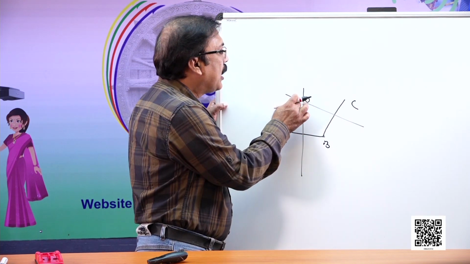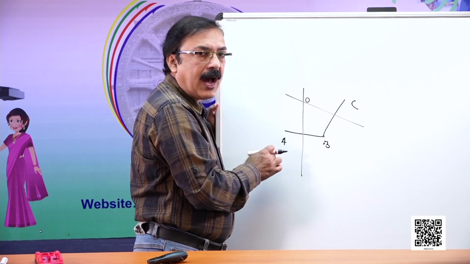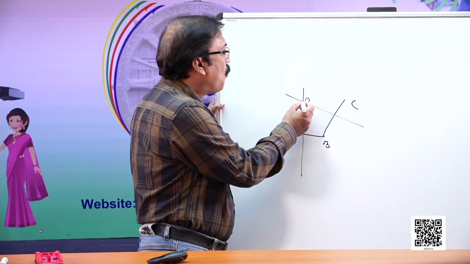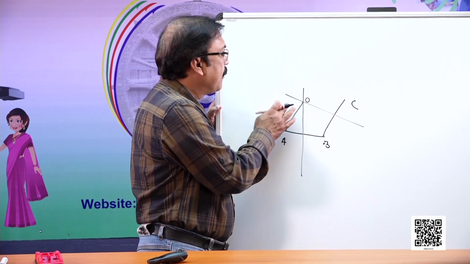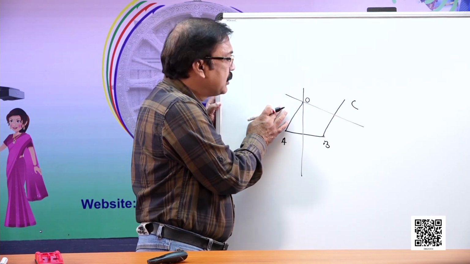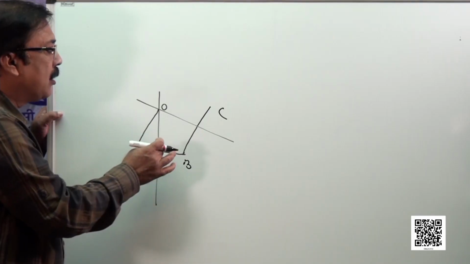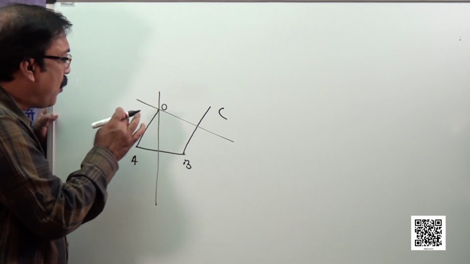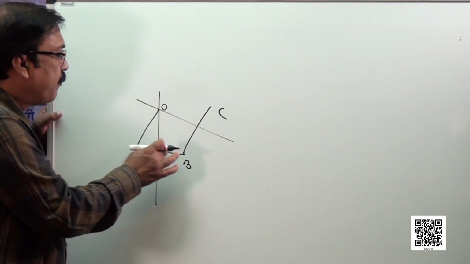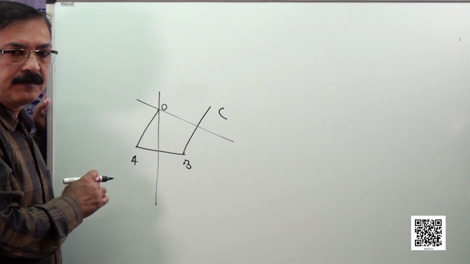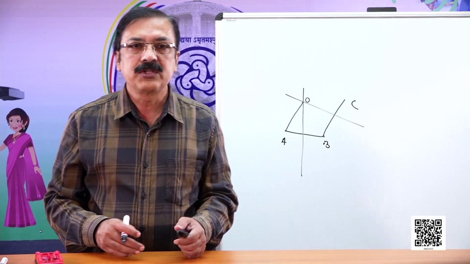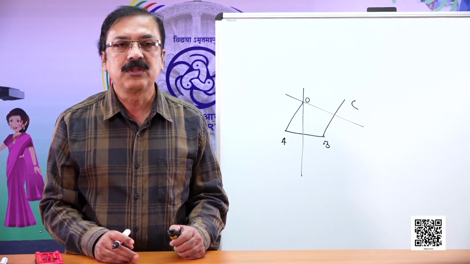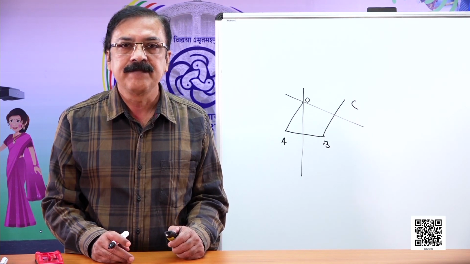So by taking that point O as the center and OA distance as the radius by the compass, if we draw a circle, that must pass through B and C also. So this is the way how to construct a circle through three non-collinear points.